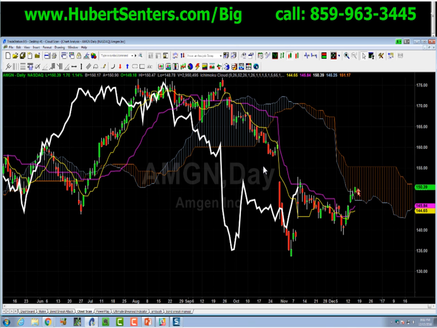I don't touch them when they're in the cloud. It either has to come back down here and close below the cloud, or it's going to work its way through the cloud. So this is my don't touch this zone once it's in the cloud. I would pay attention to it, but I wouldn't trade it until it either goes above or below the cloud.